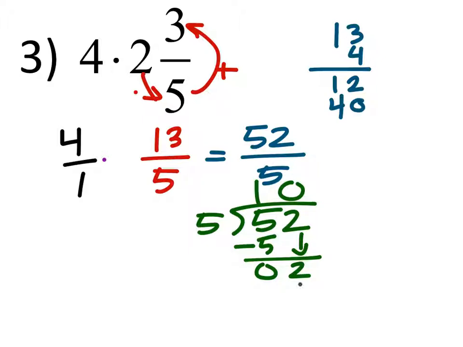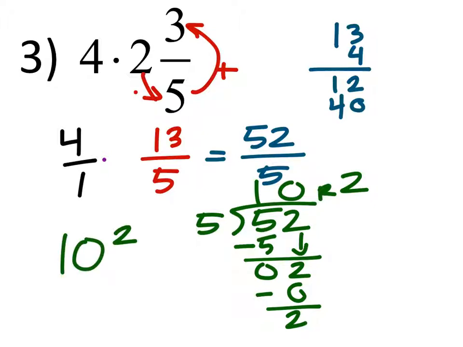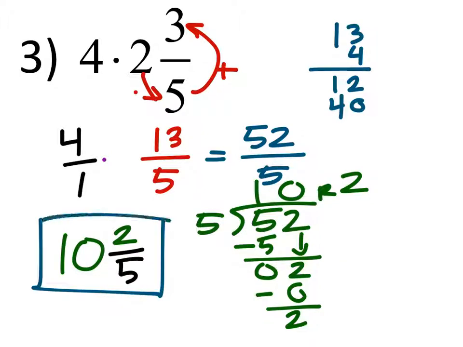0 times 5 is 0. So subtracting out, I get 2 with the remainder of 2. So my final answer is 10 with the remainder of 2. And yes, this is fifths. So that's it.